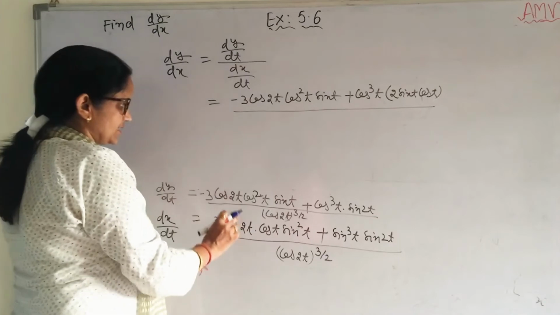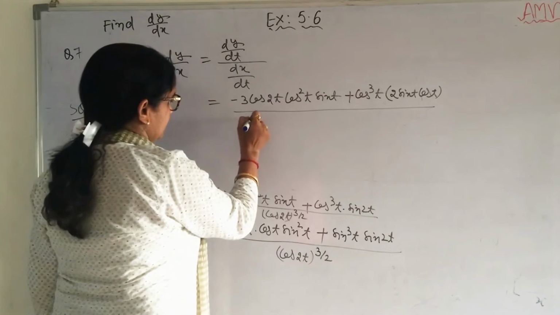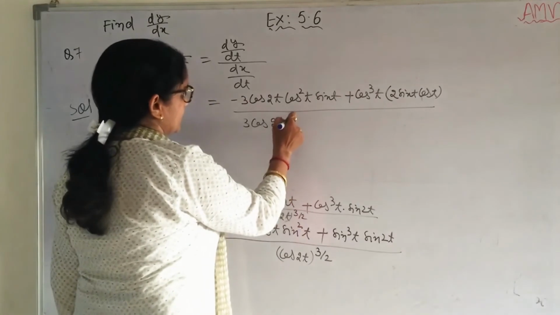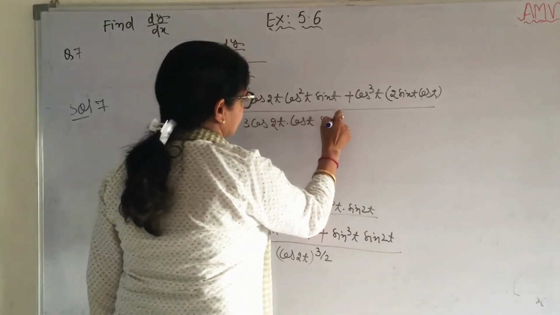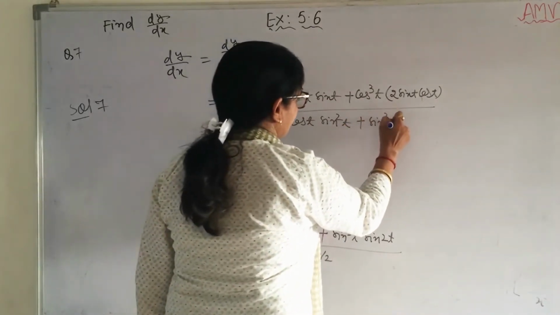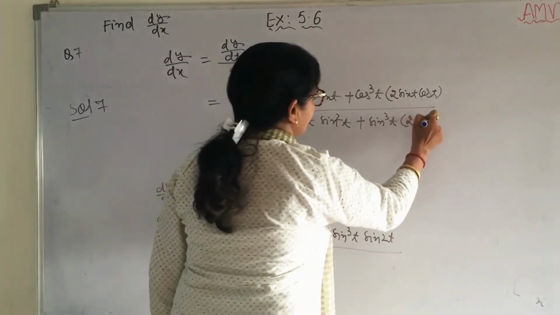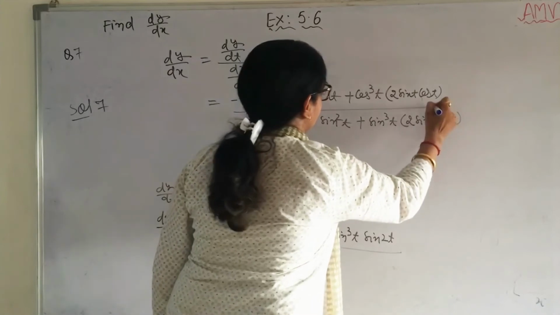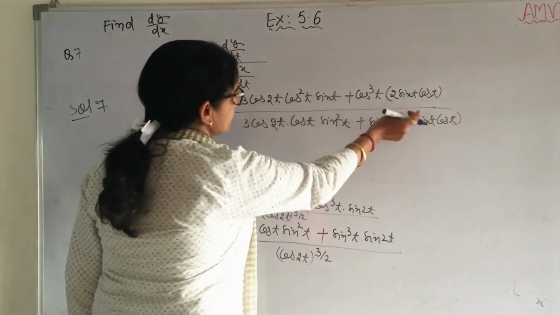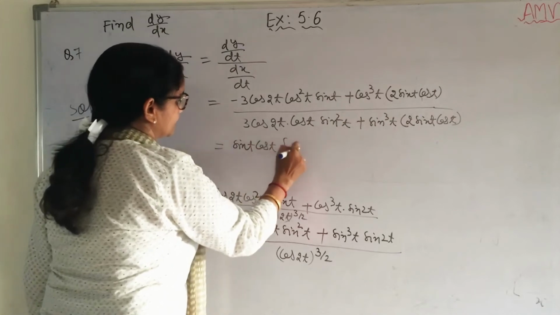Okay, so it will cancel. I am writing only the numerator of dx by dt. It is 3 cos 2t cos t sin square t plus sin cube t, and 2 sin 2t is 2 sin t cos t. Okay, and now see, sin t cos t is common. So here write sin t cos t.